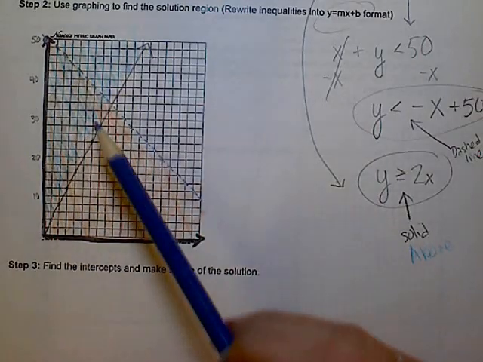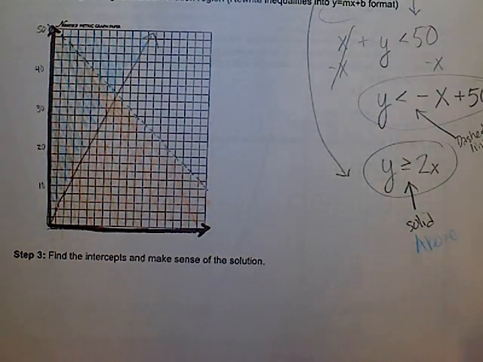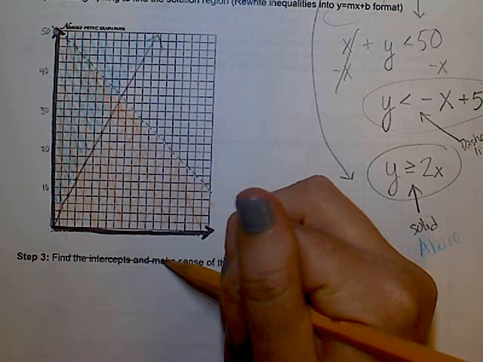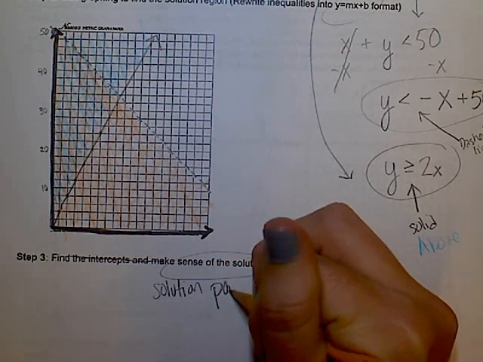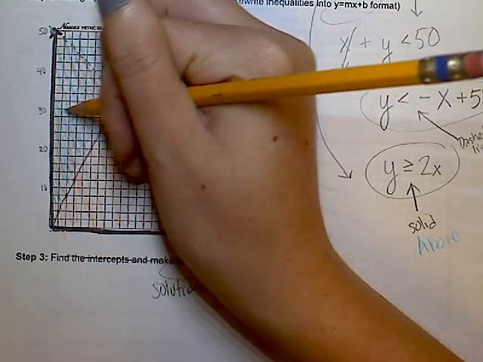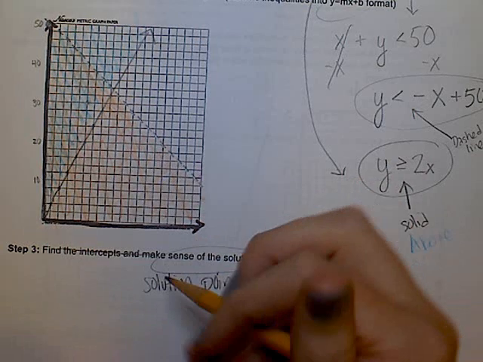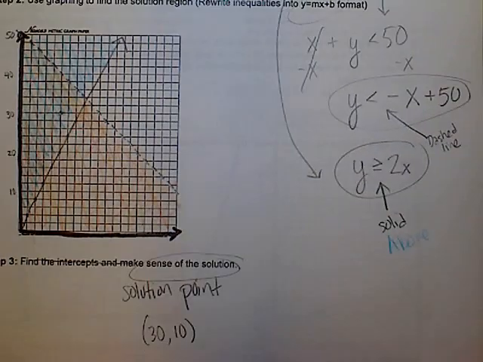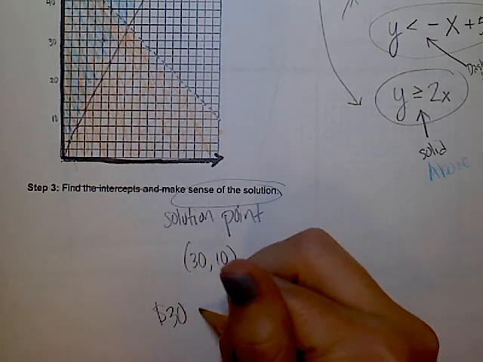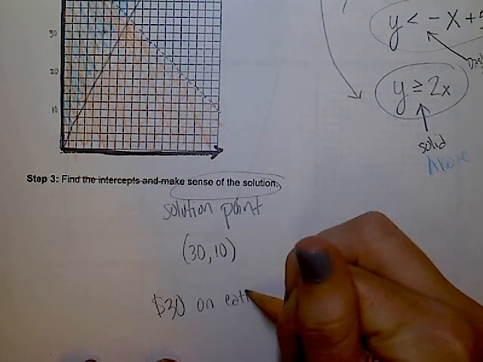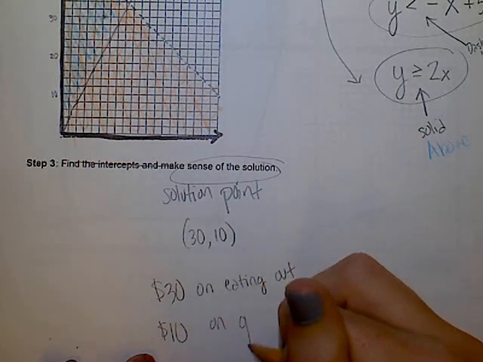And we can choose a couple different points in there as our solution. So, I don't know if I really meant to have you find the intercepts, but make sense of a solution. Find a solution point. And so maybe my solution point is 30, and counting by 2s, 30, 10 would be one option. She could spend $30 on eating out in restaurants and $10 on groceries.